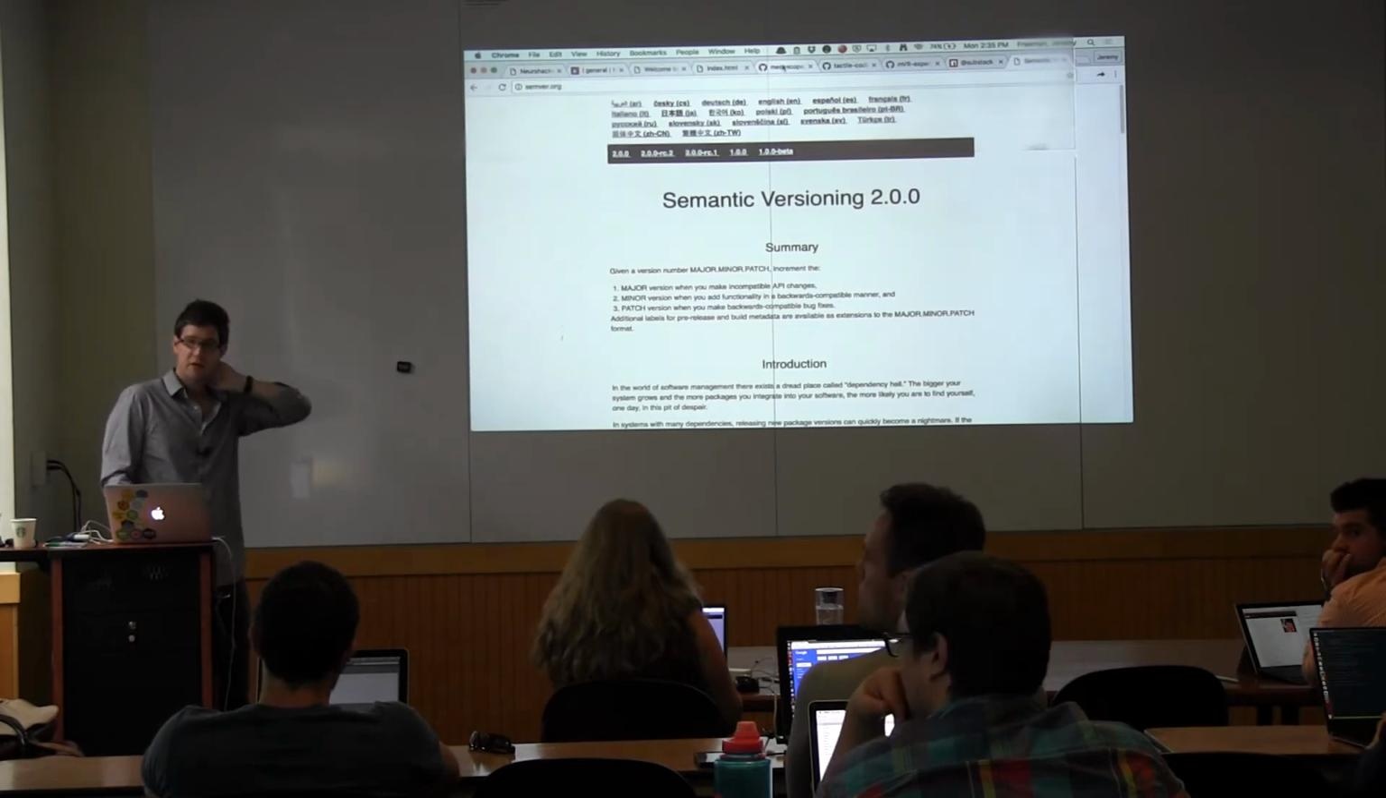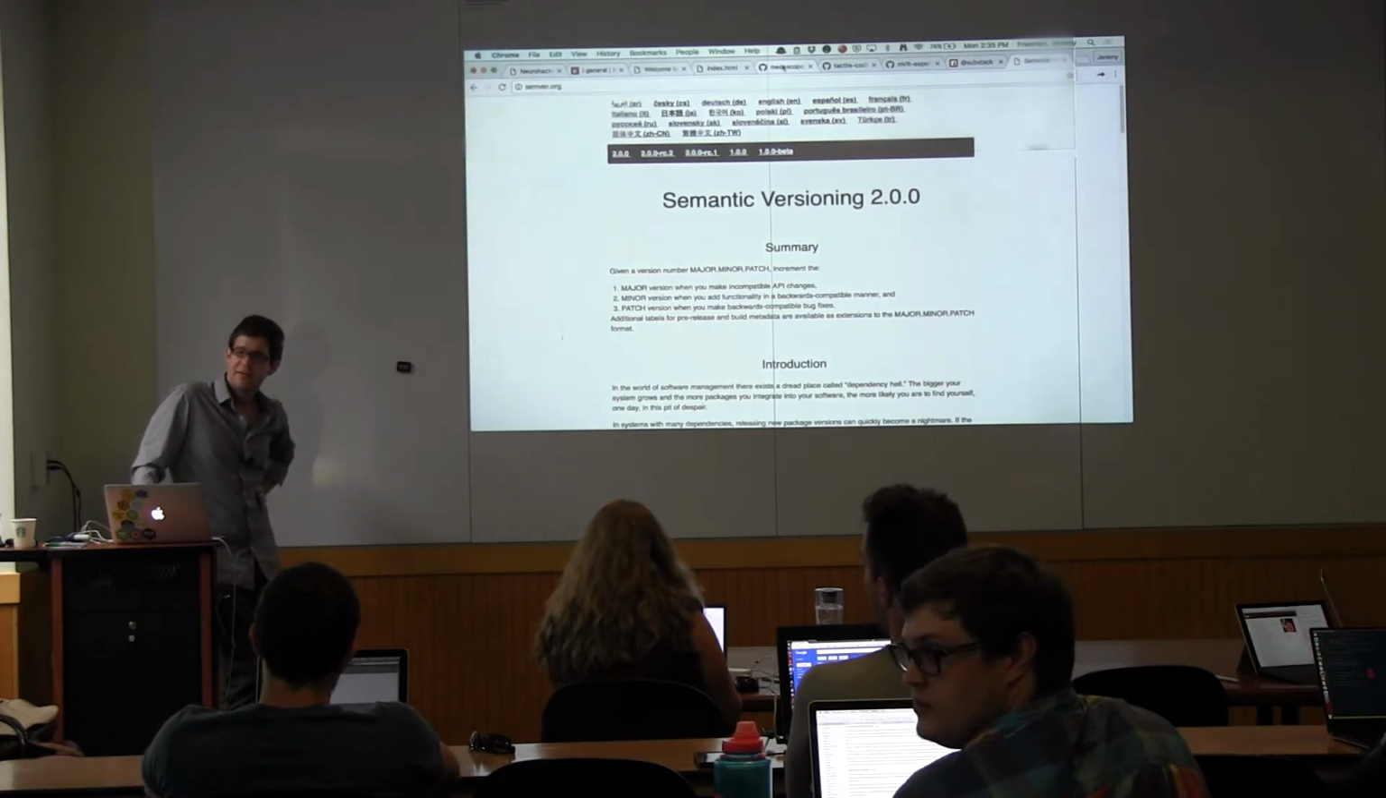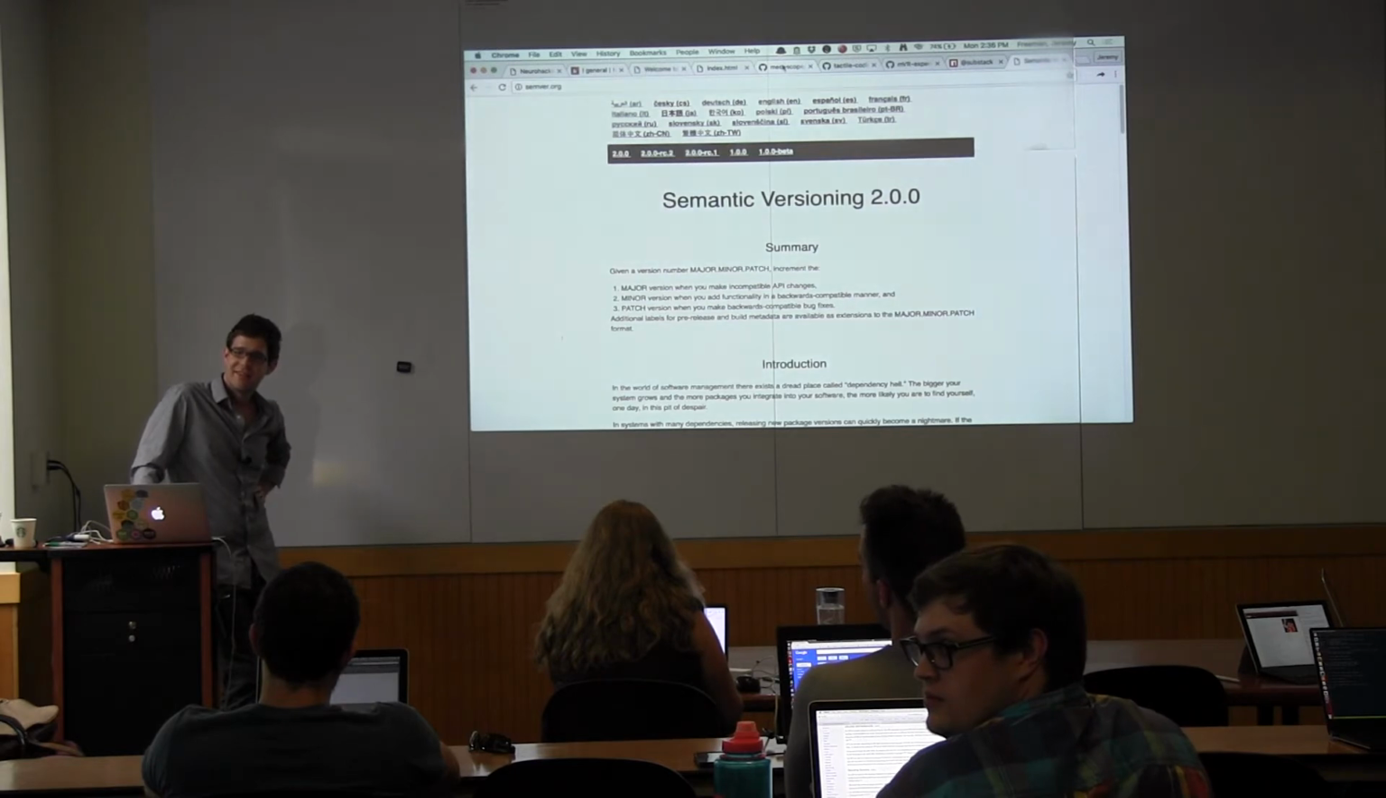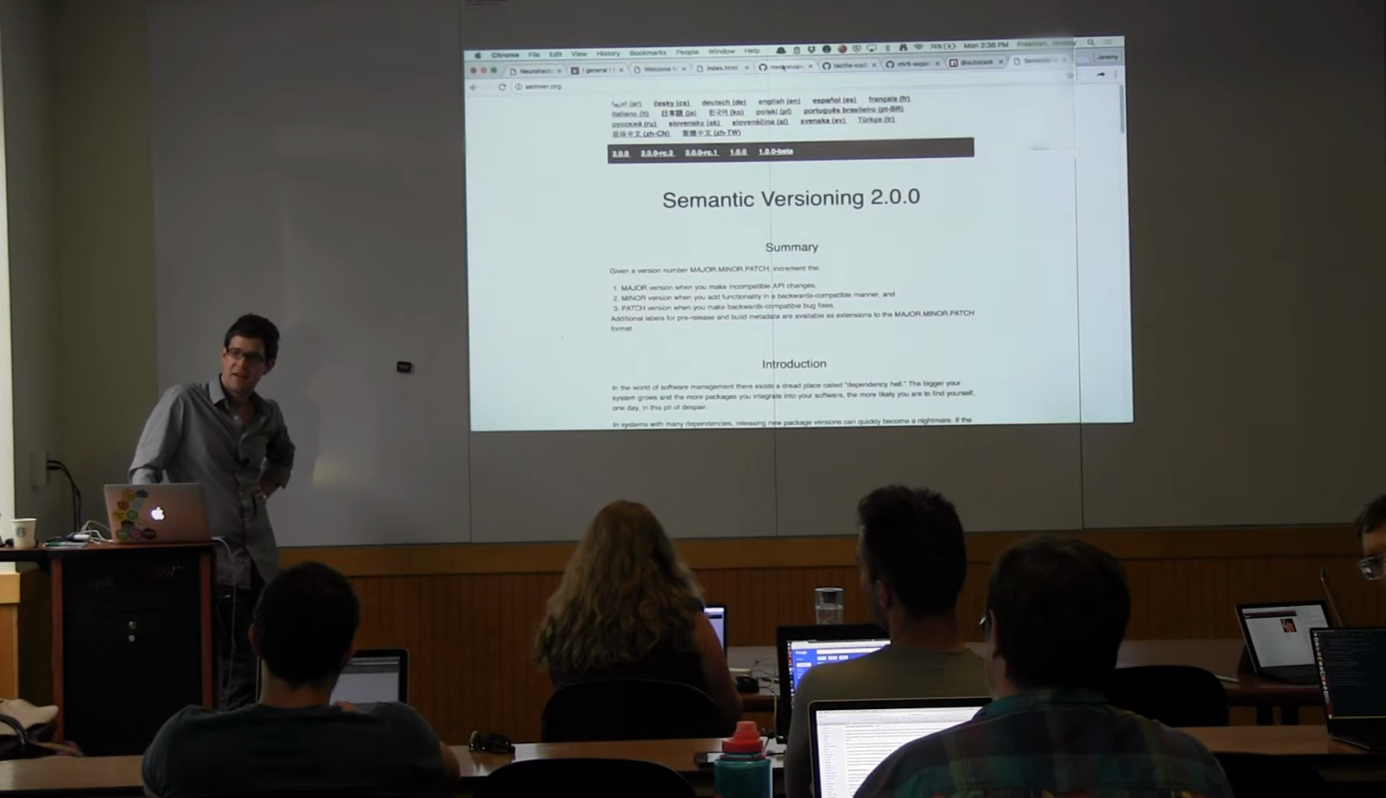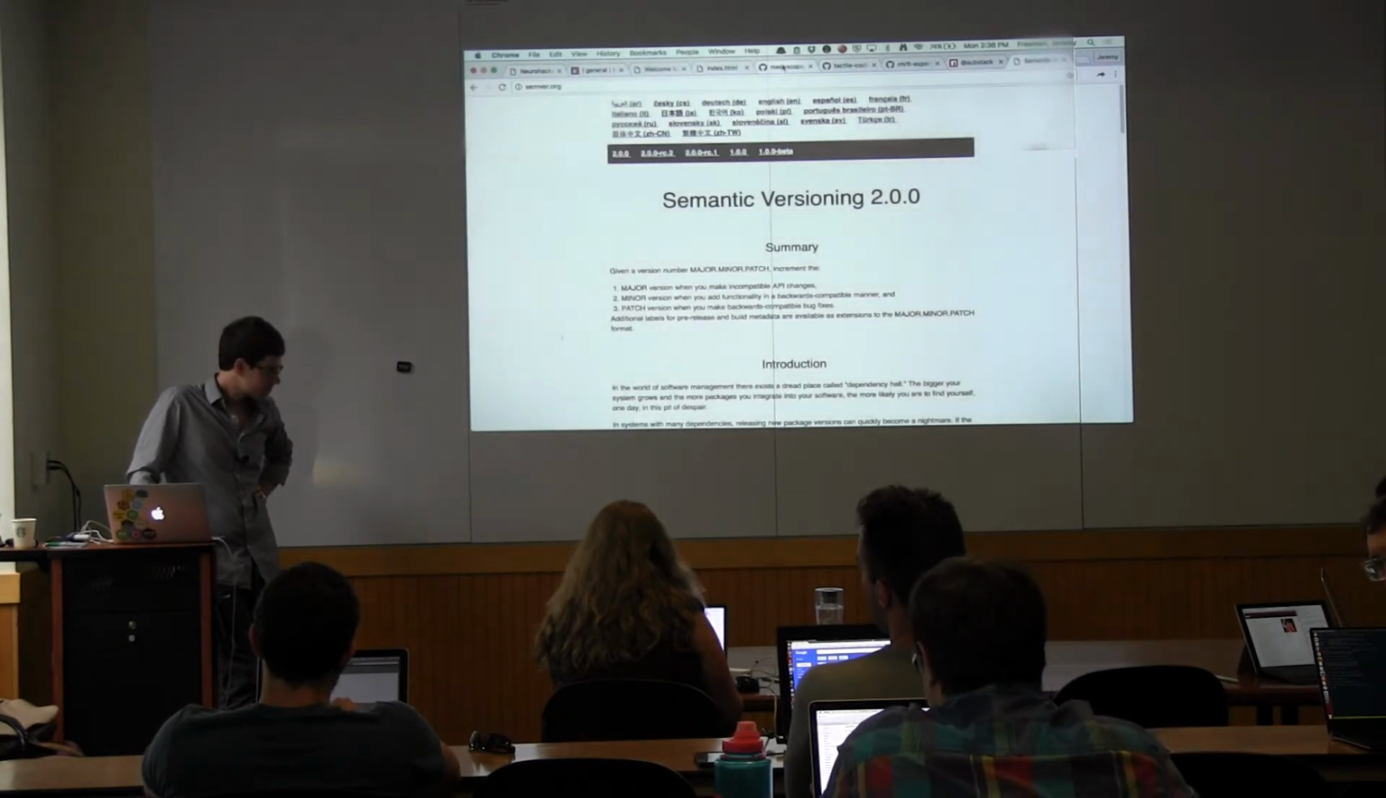Question? A couple of questions. Great. With all of these modular dependencies floating around, how does a developer focus on testing interactions across these modules?